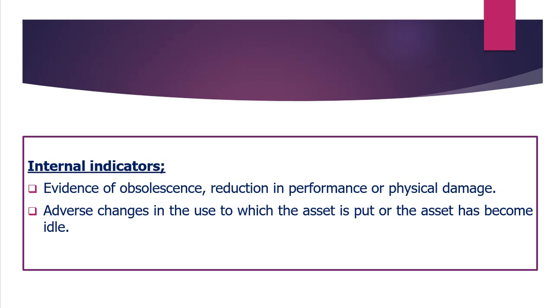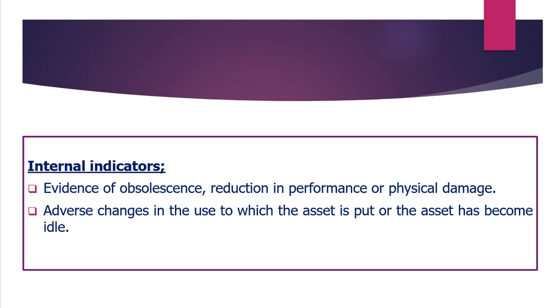Now we can look at the internal indicators, one being evidence of obsolescence or physical damage. So if, for example, there is obsolescence or there is reduction in performance or physical damage, that is an internal indicator of impairment of the asset. Then 2, adverse changes in the use to which the asset is put or the asset has become idle.